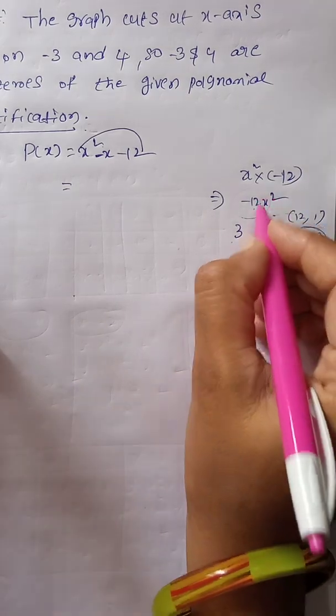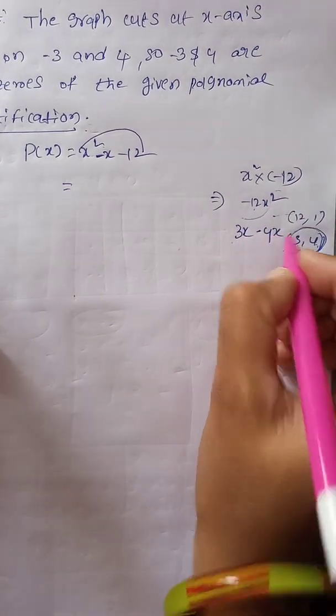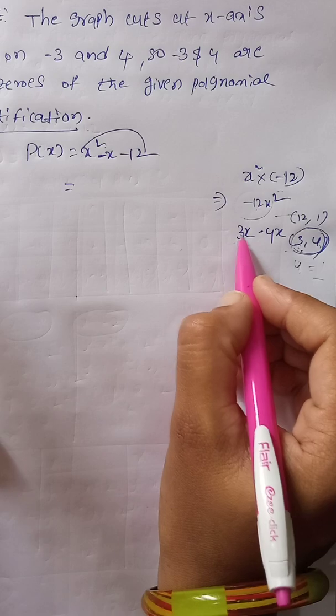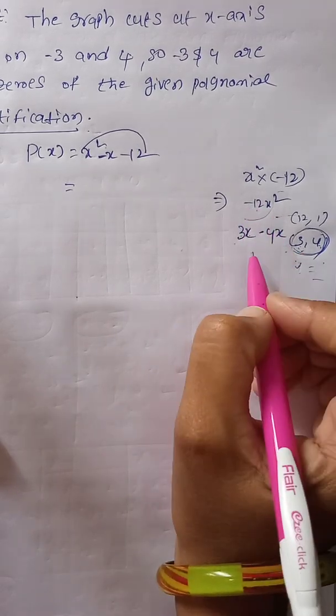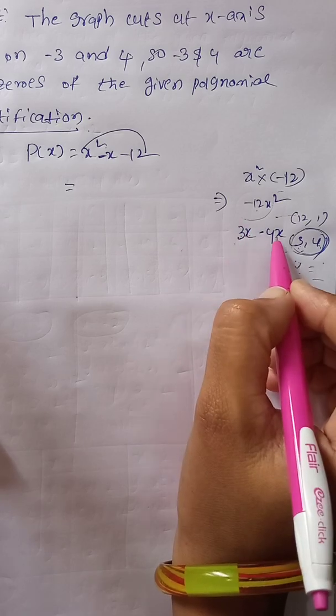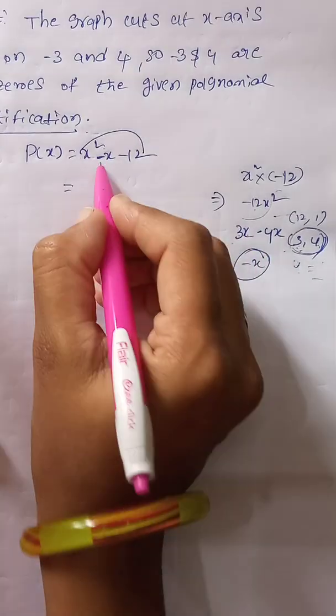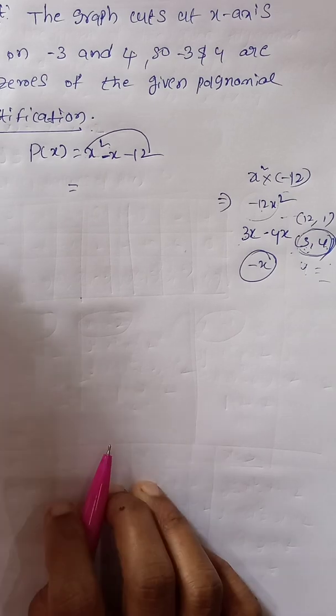Here we have x square. Put 1x for this, 1x for this. If you multiply 3 into 4, 3 fours are 12. Plus into minus is minus, x into x is x square. If you subtract 3x from 4x, we will get minus x. So like that you have to find the factors.